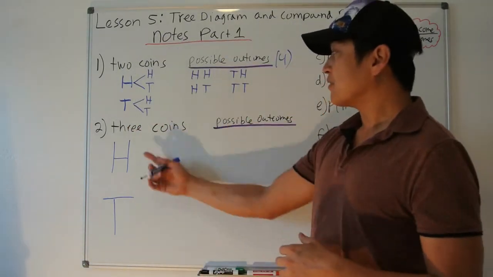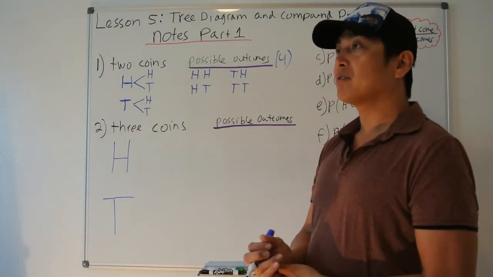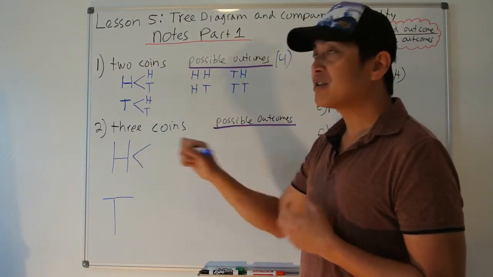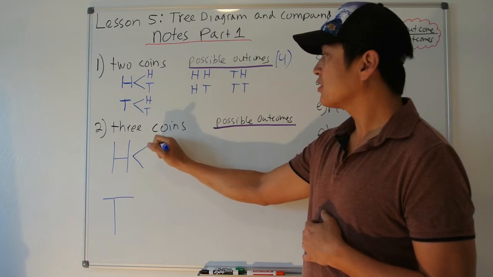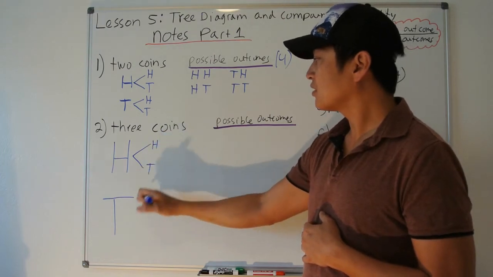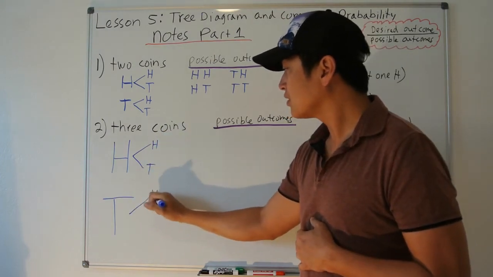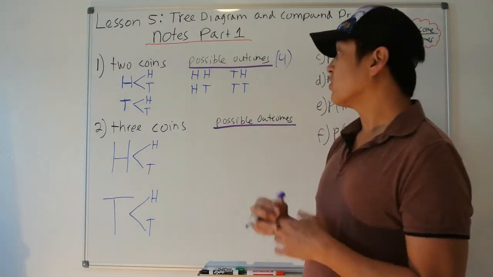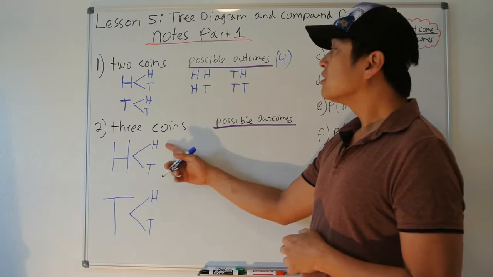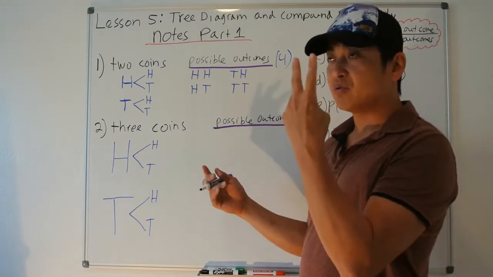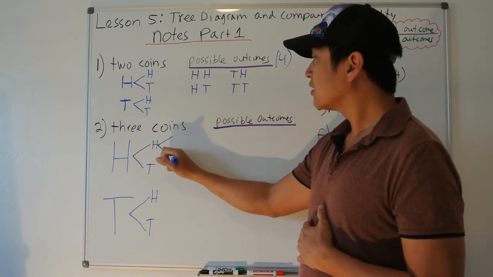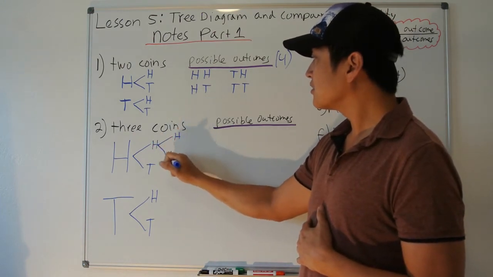That's my first coin, and then my second coin is also heads and tails, so it's only 2 options, so I know there are only 2 branches. Heads and tails. Now again, I know there's a third coin. My third coin has 2 options, so I know it'll be 2 more branches. Heads and tails.